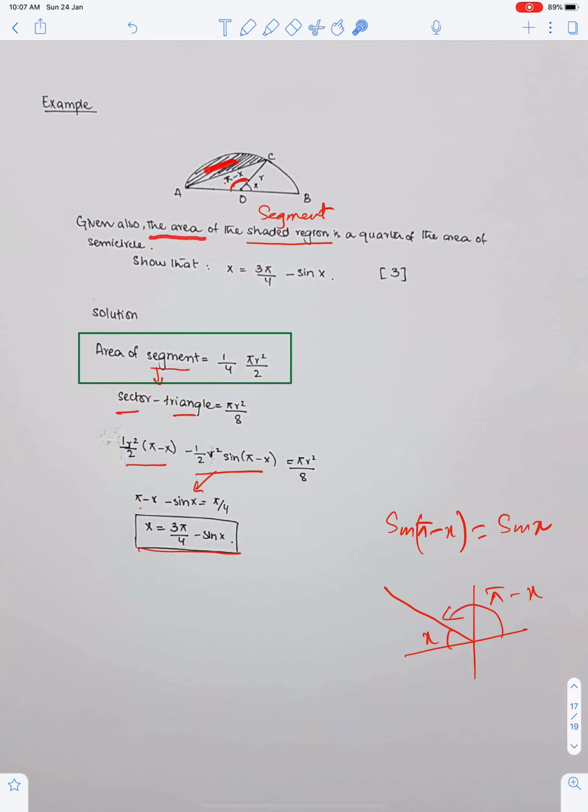The area of this segment is a quarter of the area of the semicircle. So area of segment means sector minus triangle, and semicircle means pi r square upon 2, and quarter means 1 upon 4. Sector means half r square (pi minus x), and triangle means half r square sine(pi minus x). Sine(pi minus x) is sine x because this angle is in the second quadrant. By simplifying this equation, you can get the answer.